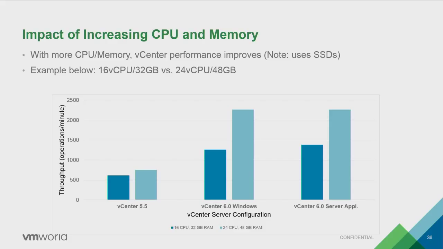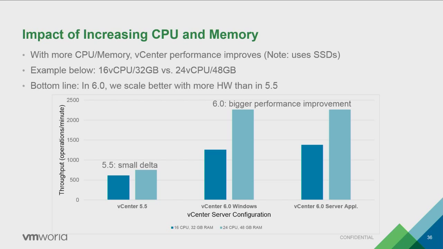The dark blue chart is 16 vCPU, 32 gig, or basically our large configuration. The light blue chart is when I've given it 8 more vCPUs and 16 more gig of RAM. What you see is that in 5.5, there's a small difference in performance if I give more resources. But in 6.0, whether you're running the appliance or whether you're running Windows, we've made a ton of concurrency optimizations underneath so that you can take better advantage of CPU and memory. So, as I've said, vCenter now benefits from faster CPUs, more CPUs, more memory, etc. Again, this is a system that has SSDs, so you want to make sure that even if your CPU and memory are fast, that you're not being bottlenecked on the back end. Okay?